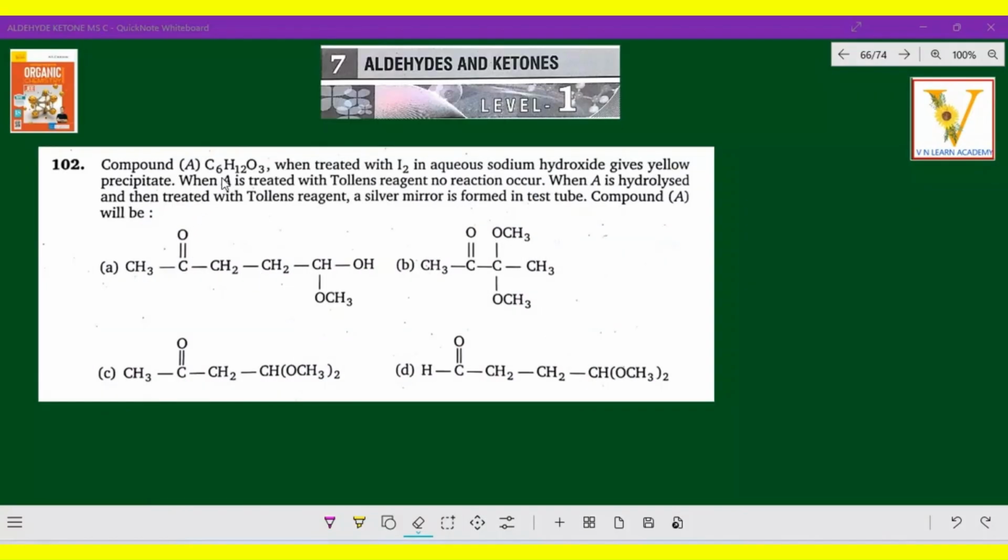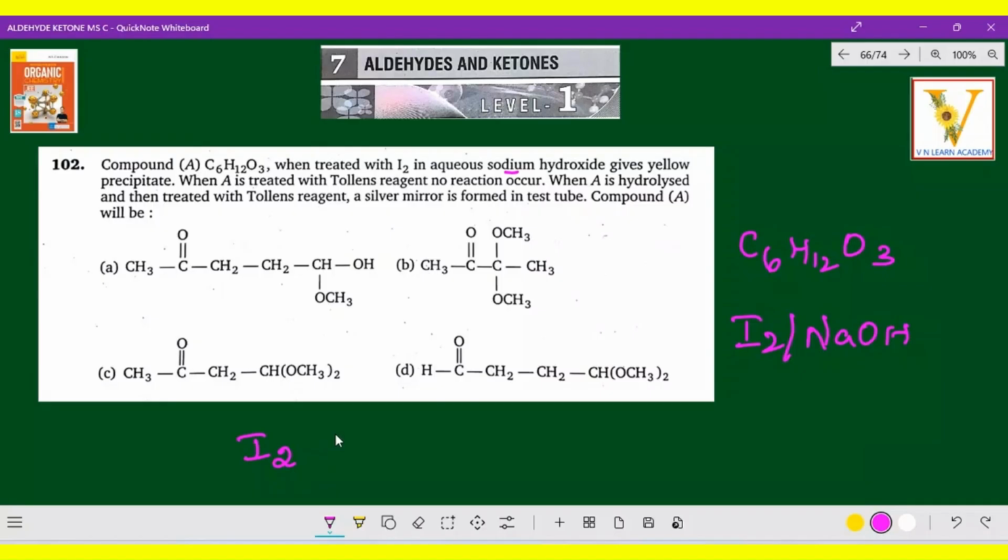The next question: compound A, C6H12O3, when treated with iodine in aqueous sodium hydroxide gives a yellow precipitate. See, the compound is C6H12O3. Now, when it is treated with iodine along with NaOH, this is completely the iodoform test. Sodium hydroxide with iodine is the iodoform test, and it gives a yellow precipitate. So that means the iodoform test is only answerable for the methyl keto group. That is very important. As I am reading this question, I'm giving that idea.